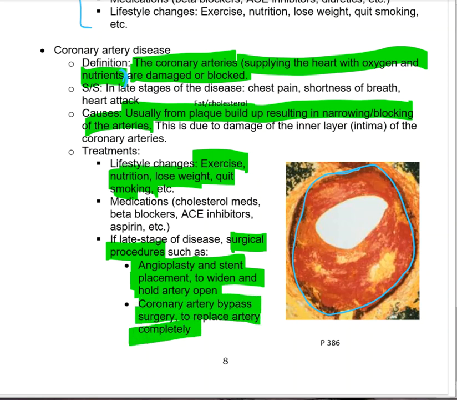And what we do there is we basically just stop using this vessel. We take a vessel out of the leg or another part of the body. So you have a damaged vessel here, we route a new vessel around it and attach it at either end. If you have a big plaque buildup here, we'll put a new vessel around it, and that's why it's called a bypass surgery. We're bypassing the damaged area with an artery that we get from another part of the body.